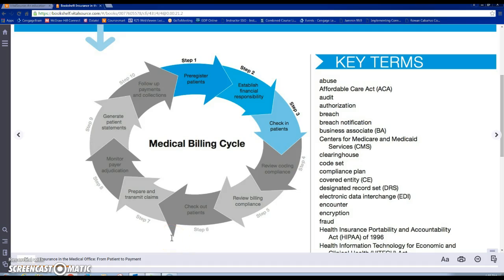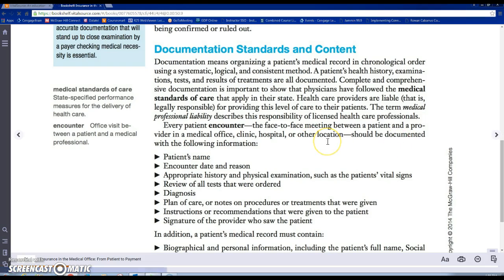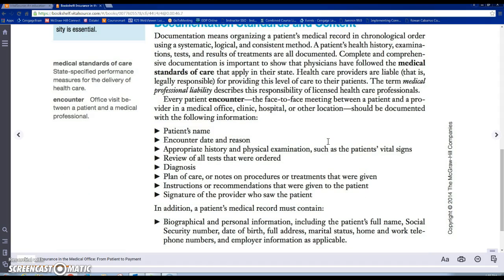Chapter 2 is due this weekend. It covers the part of the medical billing cycle that includes patient check-in. There's a lot of information that happens during this time. We need to make sure that all standards of care are being followed, and that for the patient encounter, all the information is being taken at that time.